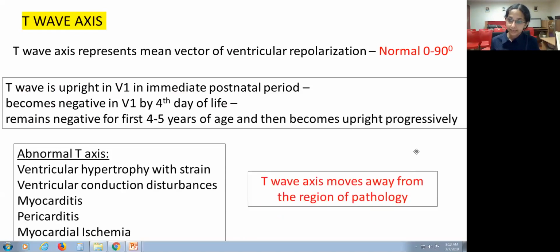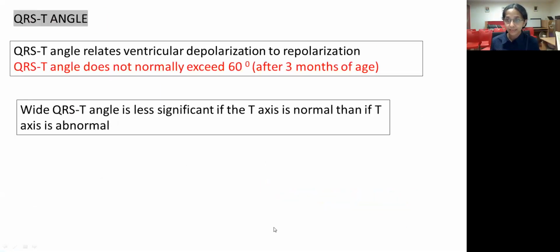The T wave axis moves away from the region of pathology. That means if I have myocardial infarction, the T wave will go away from the place where there is ischemia or infarction. So this is an important understanding because it gives me a clue where my problem lies. So the T wave always moves away from the region of pathology. You will see this is so different than the ST axis. There is something called the QRST angle.